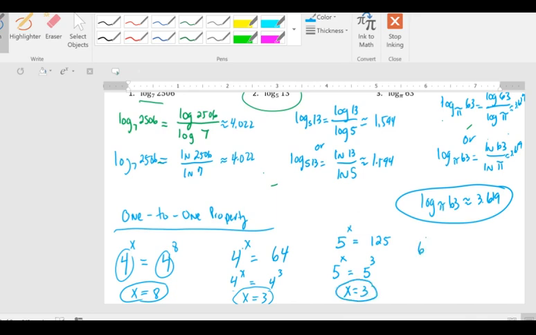Okay, and sometimes you'll have 6 to the x plus 1 is equal to 36. So here you would have 6 to the power of x plus 1, and then 36 is 6 squared. So x plus 1 is equal to 2. So we would subtract the 1, so x is equal to 1.